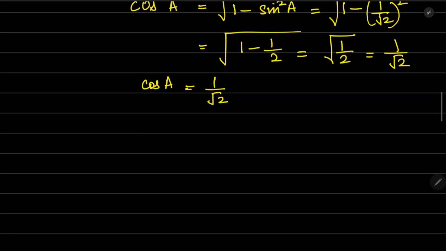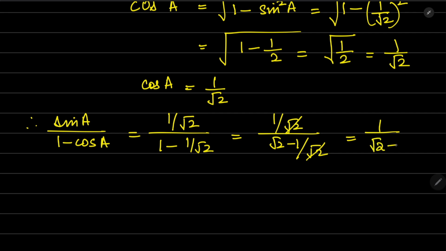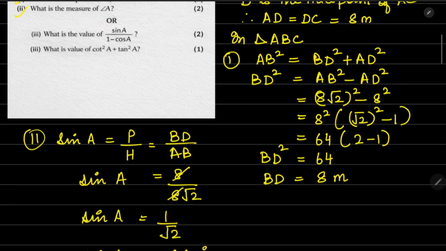Now you can just substitute. Therefore, sin A by 1 minus cos A is equal to sin A, which is 1 by root 2, divided by 1 minus 1 by root 2. Just solve it. So 1 by root 2, here you'll have root 2 minus 1 by root 2. Root 2 gets cancelled. The answer is 1 over root 2 minus 1. So this is the answer for the third one.